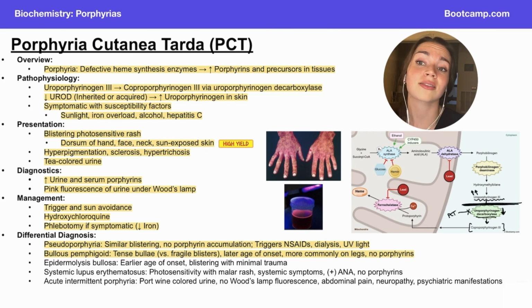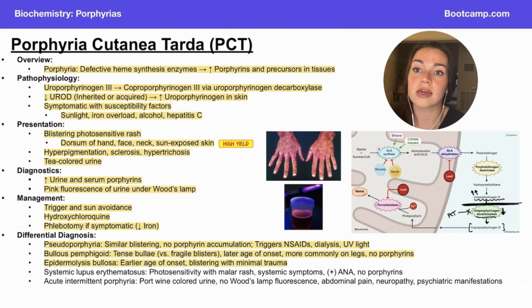Now in step 1, there are lots of blistering rashes. So another one you might be thinking about is epidermolysis bullosa. Epidermolysis bullosa has a much earlier age of onset. You'll see this more commonly in a young child, and this is blistering with minimal trauma. So a trauma-induced rash, even minimally so, as opposed to the photosensitive rash of PCT.